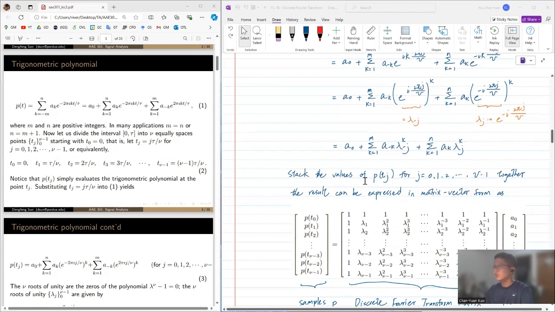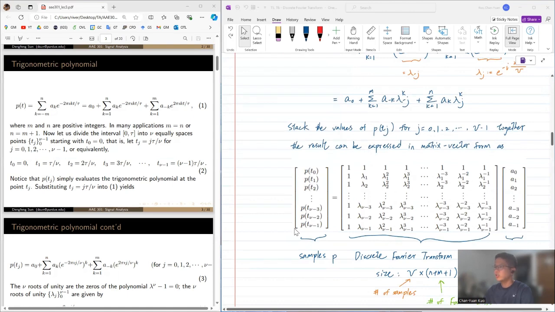Now, if we stack the values of the samples from j equals 0, 1, 2, all the way to nu minus 1 together in a vector, then the result can actually be expressed in a matrix vector form as follows. Here on the left, we have all the samples, P(t0), P(t1), all the way to P(t nu minus 1). And on the right, we have all the coefficients that we would like to estimate: A naught, A1, A2, all the way to A negative 2, A negative 1.